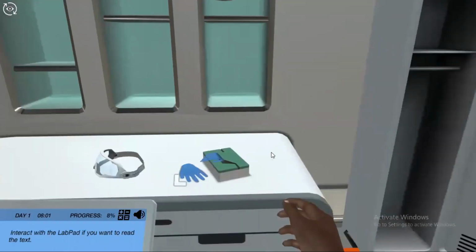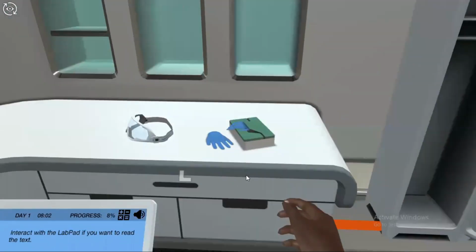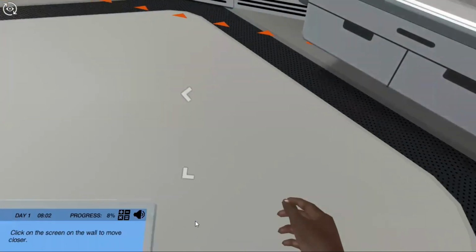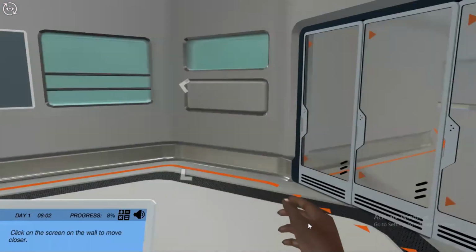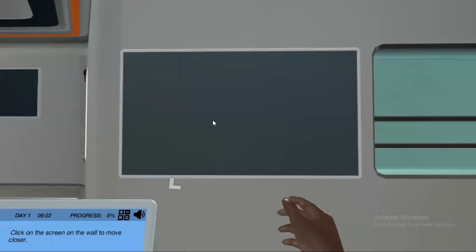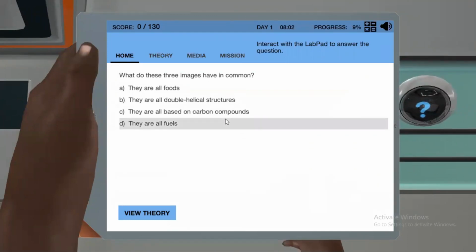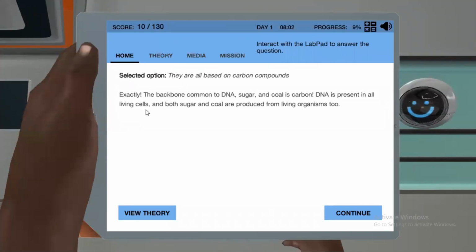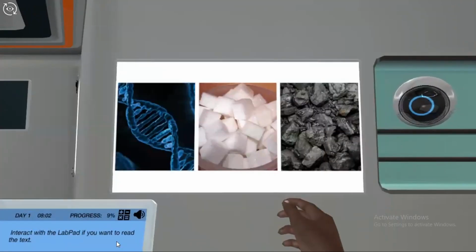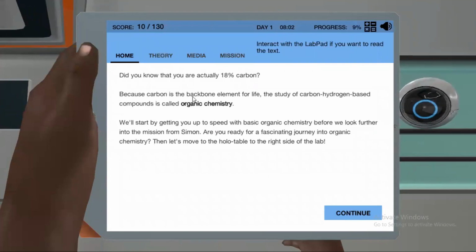What makes organic chemistry so interesting? Have a look at the screen on the wall to your right. What do these three images have in common? Exactly. The backbone common to DNA, sugar, and coal is carbon. DNA is present in all living cells, and both sugar and coal are produced from living organisms too. Did you know that you are actually 18% carbon? Because carbon is the backbone element for life.